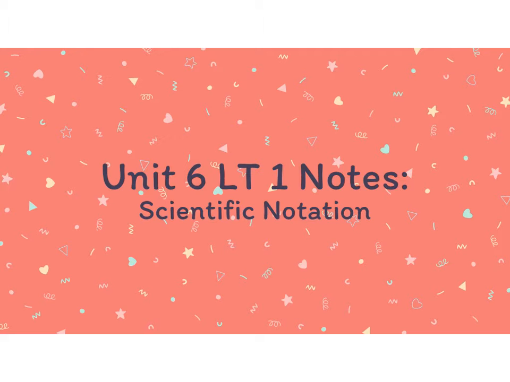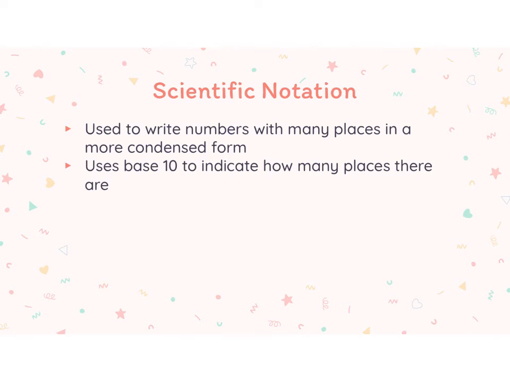Today we are talking about scientific notation. Scientific notation is a method that we use to write numbers that have many decimal places in them. We write them in a more condensed form. So we take really long numbers, either really small or really big, and we write them out in a more shortened notation so that they're a little bit easier to write. We use base 10 because when we move our decimal point one place, that is a factor of 10. So it's base 10 in scientific notation.